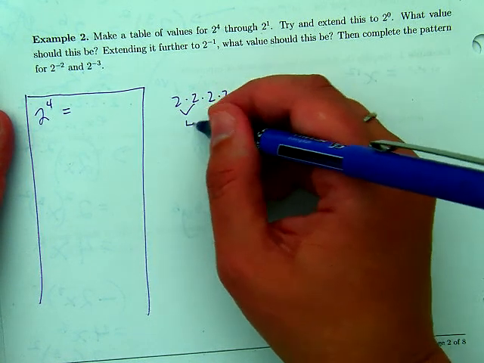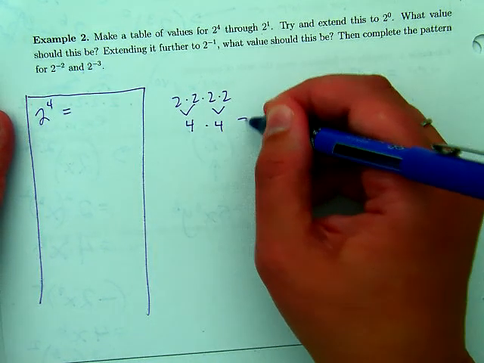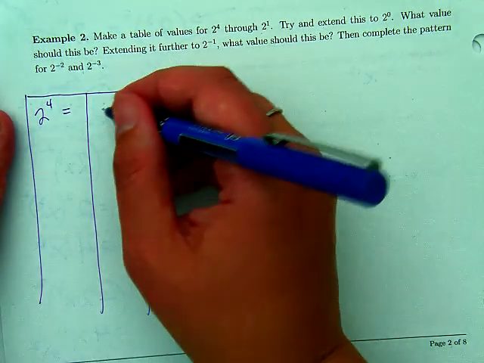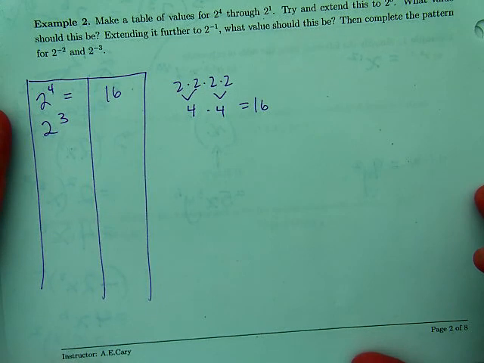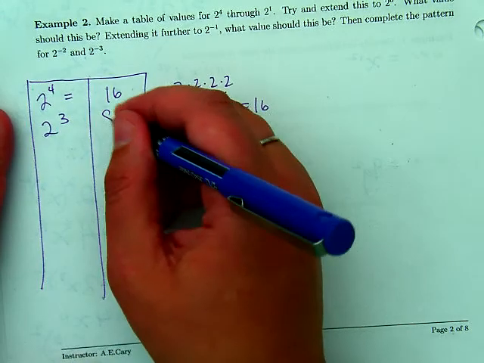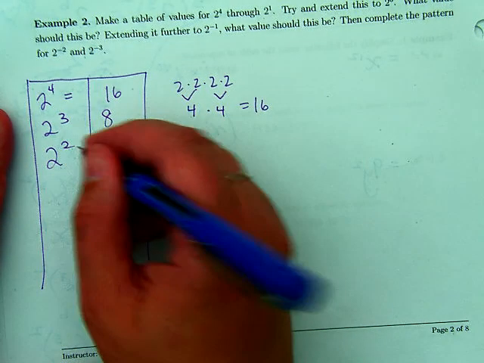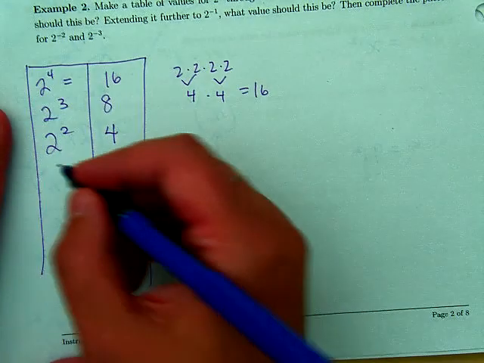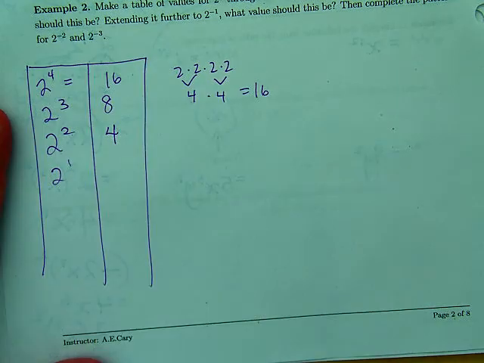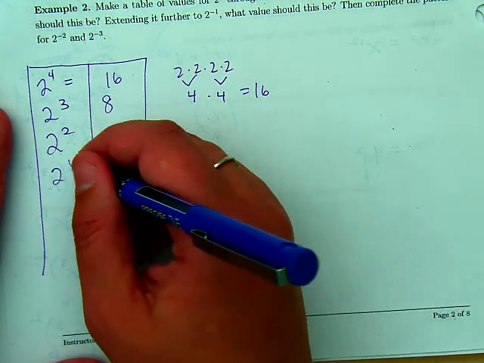2 times 2 is 4. Yep, 4 times 4 equals 16. Good. Okay, 2 to the 3rd power. Does anybody know what that is? That would be half of 16. 2 to the 2nd power is 4. Okay. 2 to the 1st power is 2.